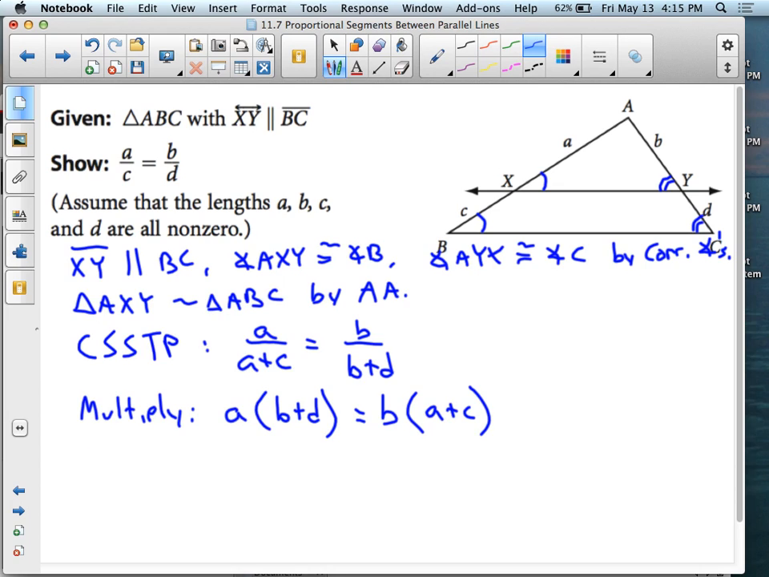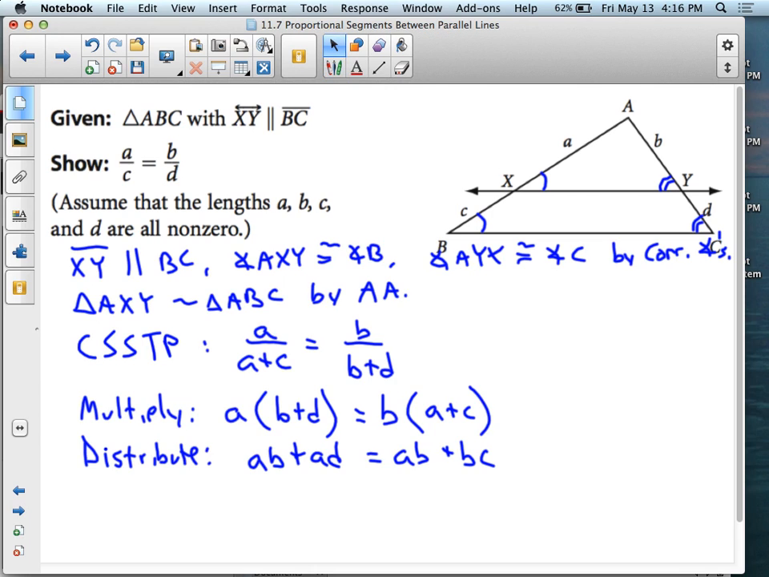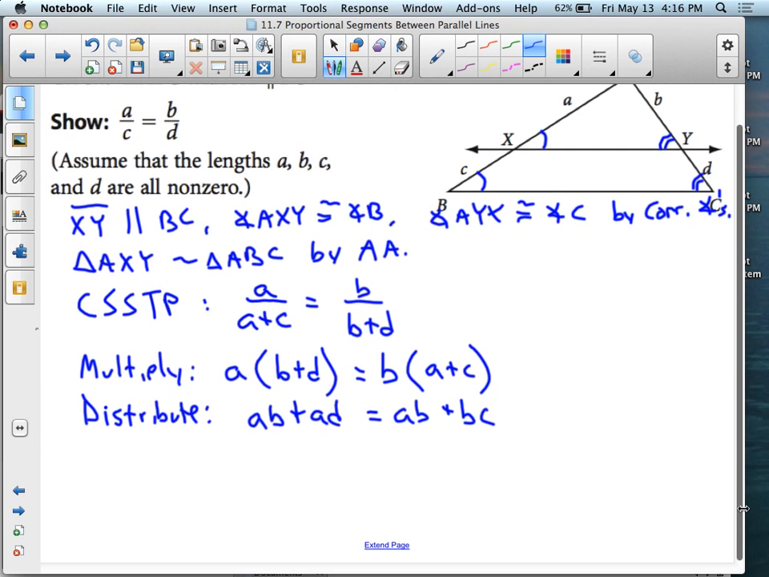Well, it looks like I should distribute, so let's do our distributive property. That gets me that AB plus AD equals AB plus BC. Now, do you notice that there's an AB on both sides of the equation? So if I simplify this equation, I get that AD is equal to BC.